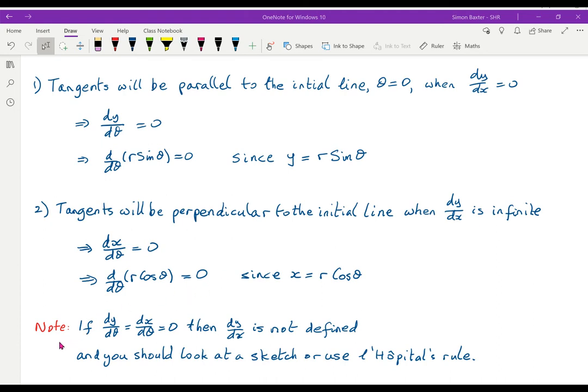There's one point to bear in mind. If both dy by d theta and dx by d theta are 0, then dy by dx is 0 over 0, which is not defined. If this is something which happens to you, you should look at a sketch, or there is a little device called L'Hopital's rule, which allows us to get out of trouble algebraically.